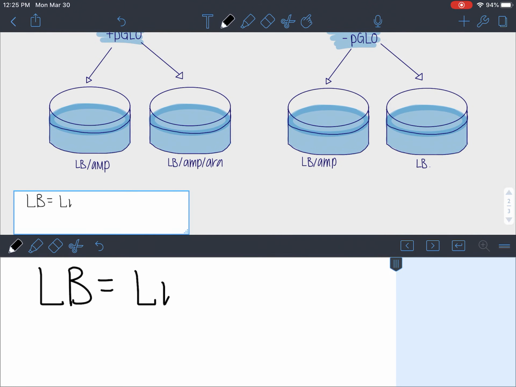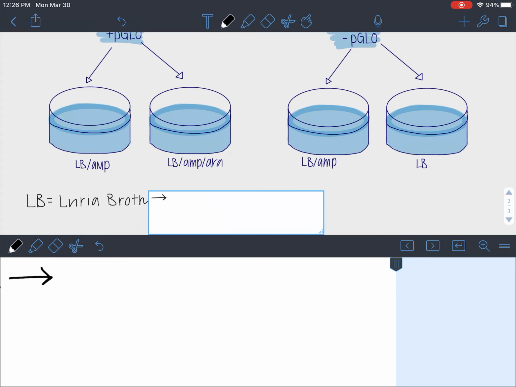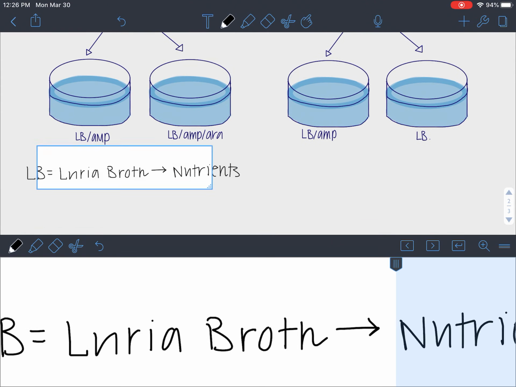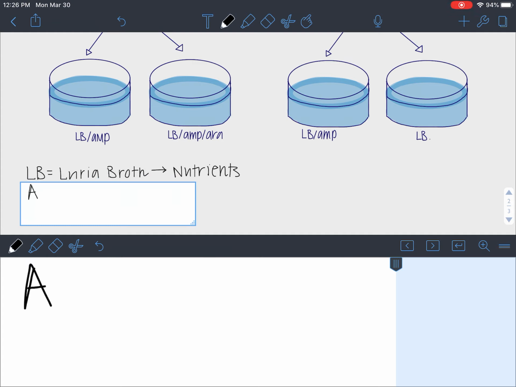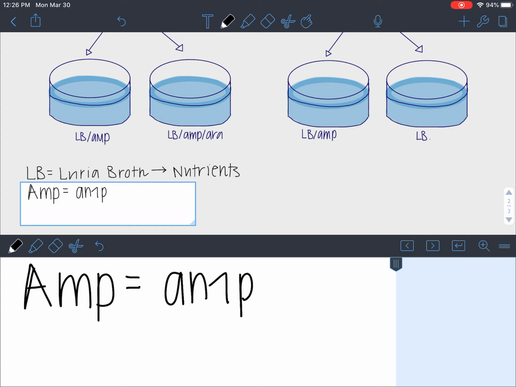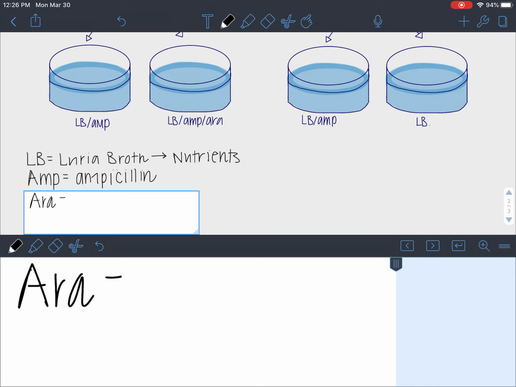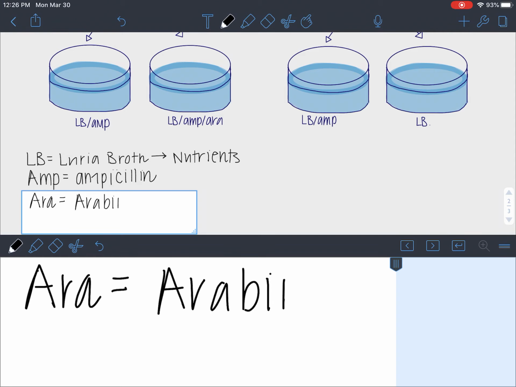LB stands for Luria broth. Luria broth is just something that we put in the medium that has nutrients and all of the stuff that our bacterial cells really need to grow. Another thing that we see is AMP. That AMP stands for that antibiotic we talked about a minute ago. That is our ampicillin. The last thing that we see is ARA. We only have that in one of our plates, and that is our arabinose sugar.